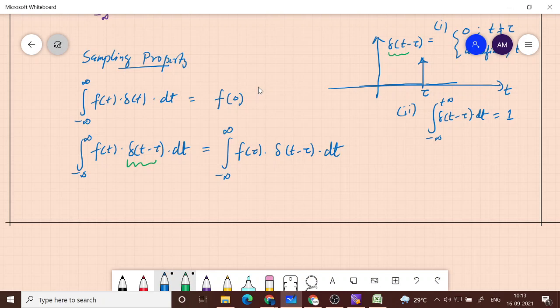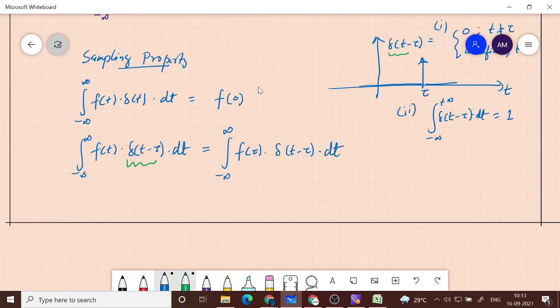But at t equal to tau, I need to put the right value, which is what I am putting, f of tau. But f of t could be different in all other places, except at tau. Since delta of t minus tau is 0 in all those places, we don't need to bother. Whether I put f of tau or f of t doesn't make any difference, right?